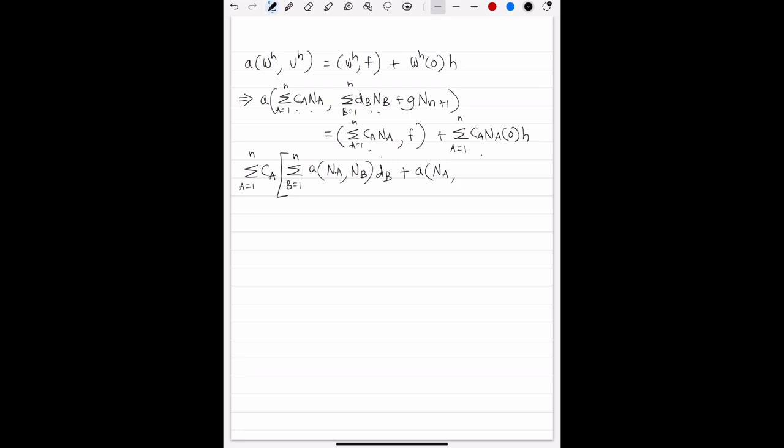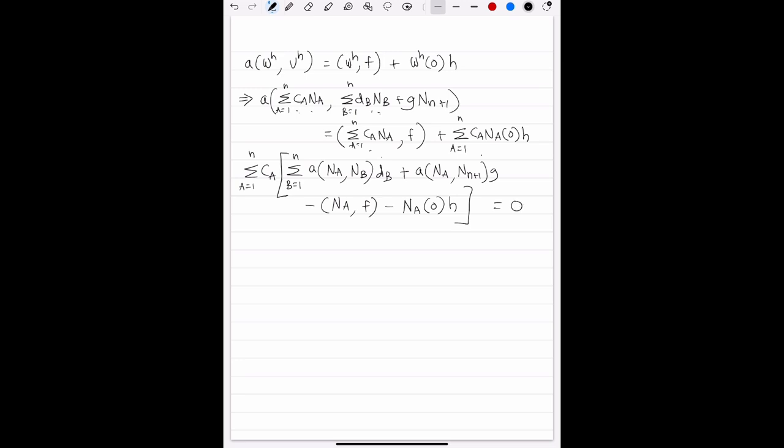Again here the constant g can be pulled out, so we are left with n of n plus 1, and the constant g has been pulled out. Next, both these terms are brought back to the left hand side, so we have minus. Again summation Ca has been pulled out, so all we are left with is Na, comma f, and the second term, all we are left with is Na evaluated at x equal to 0 multiplied by h is equal to 0.